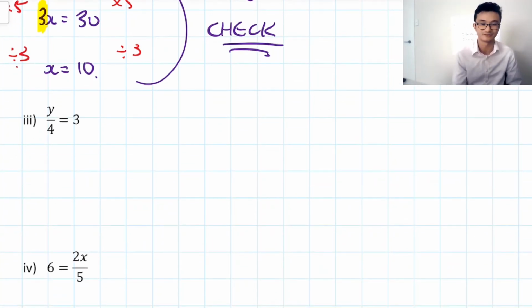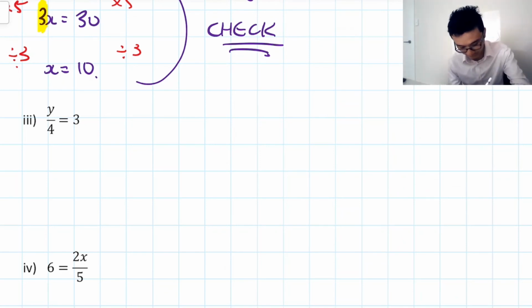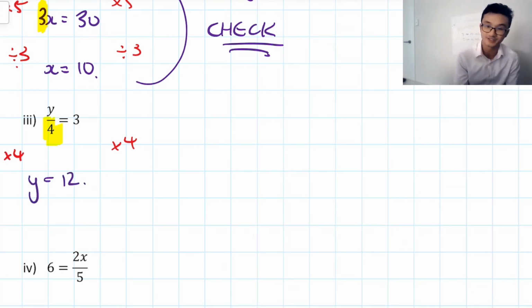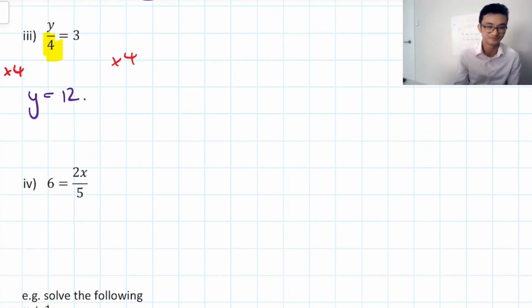A couple more. This one's an easier one for you. Do you want to try this one for me? Pause the video and have a go using the same methods. If you did this one mentally in your head, that's fine too, but I'd love you to practice along with me using the working out method. Here I've got y divided by 4, so I'm going to use the opposite operation of multiplying by 4. That gives me y is equal to 3 times 4, which is 12. Did you get that? Hopefully you did.